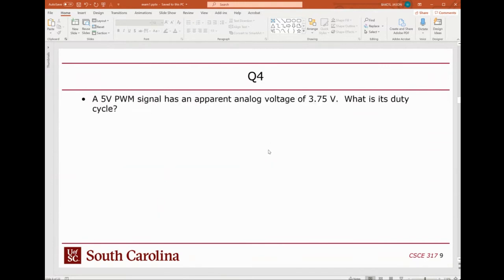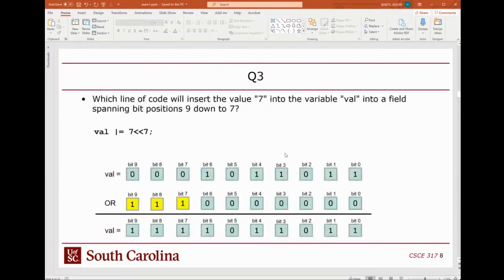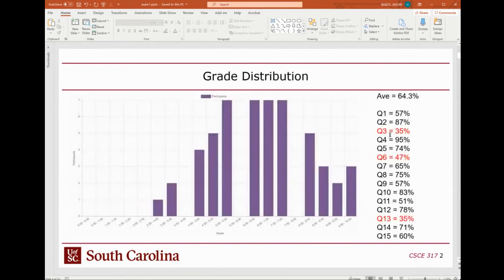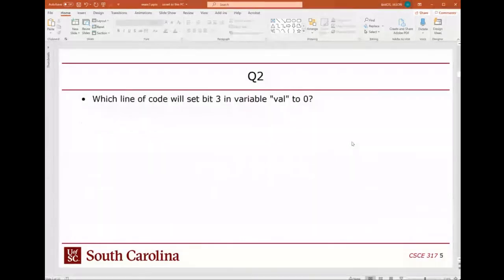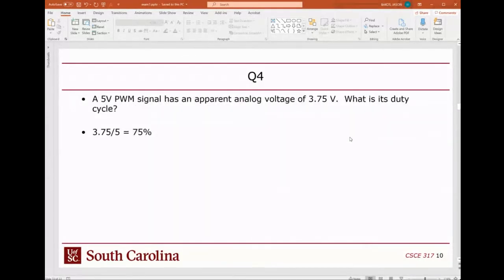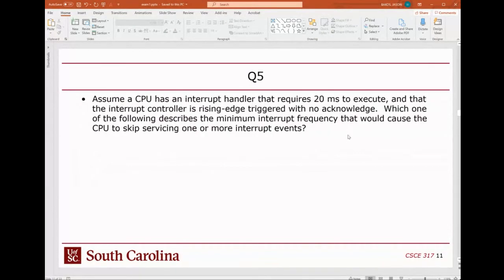Okay, question 4: a 5-volt PWM signal has an apparent analog voltage of 3.75 volts. What is its duty cycle? I guess this was the easiest one of all. 95% of you got this one right, and this was just 3.75 divided by 5, which is 75%.